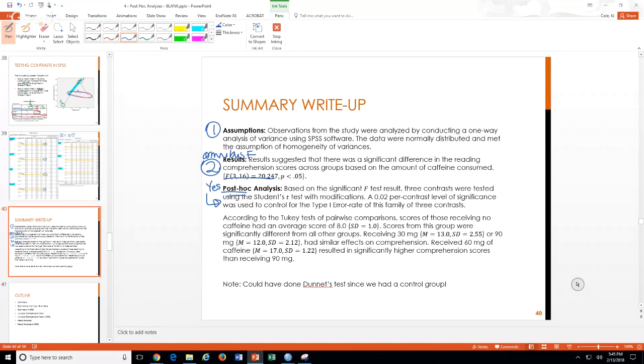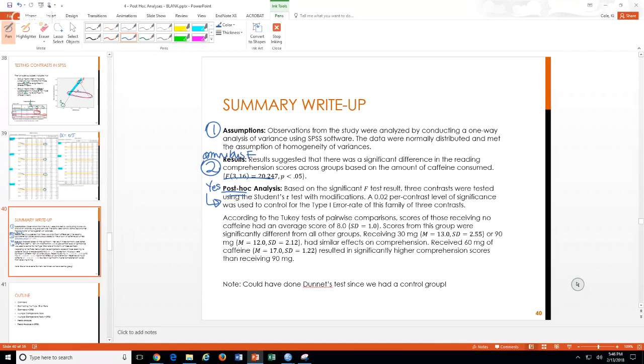Tell us which test you did, what alpha, and provide not just this is different from that, that group is different from this, but really try to tell a story to your readers of how you're interpreting the results. So here I say that scores are significantly different from all other groups compared to those receiving no caffeine. Those receiving 30 or 90 had similar effects, and those receiving 60 resulted in the highest comprehension score.